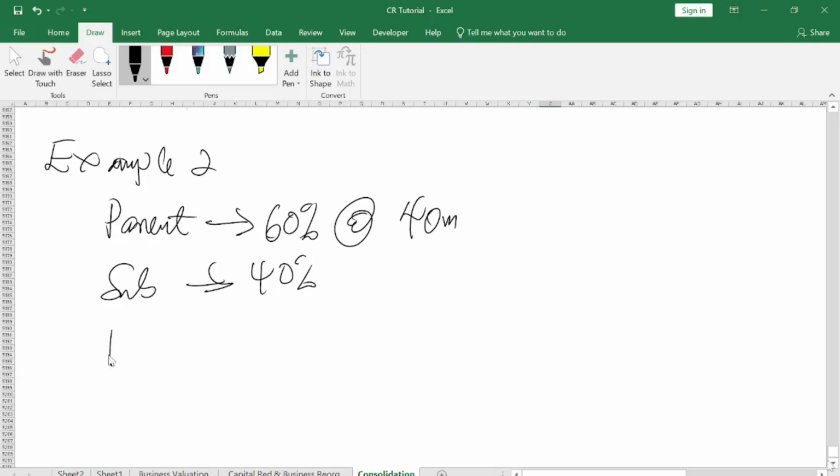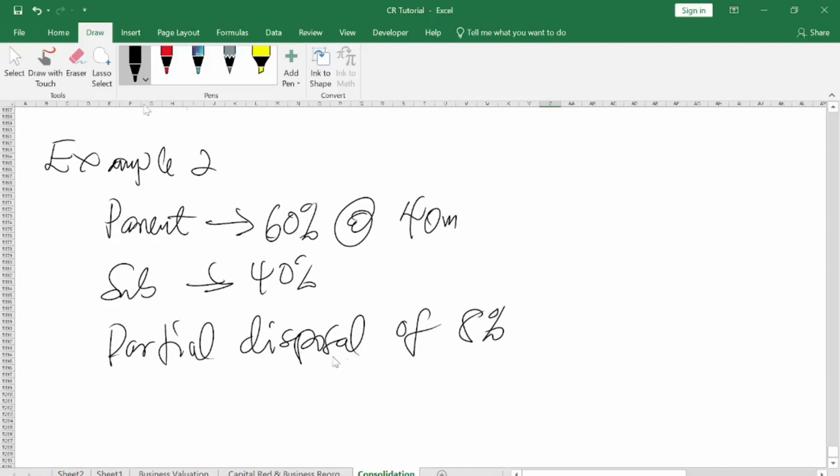Now, they said that they did what you call partial disposal. The reason why we call it partial is that it is a disposal of 8%. They didn't dispose of the majority of their shares. They just disposed of a fraction of their shares. Though they've sold part of it, they can still control and consolidate the subsidiary. That's what we call the partial. So the basis is being in control, selling part of the equity, and still controlling the subsidiary. This falls under control to control.